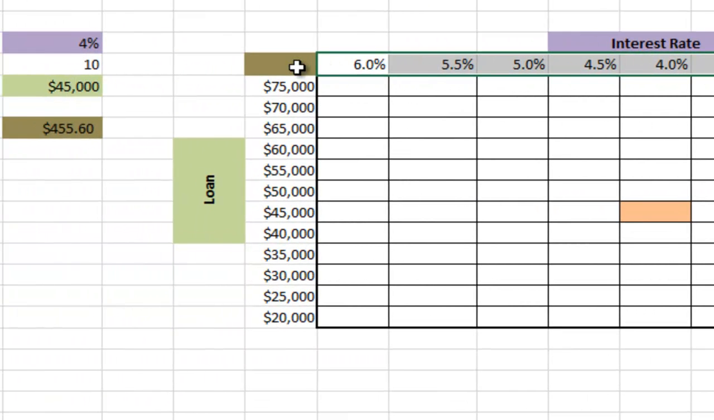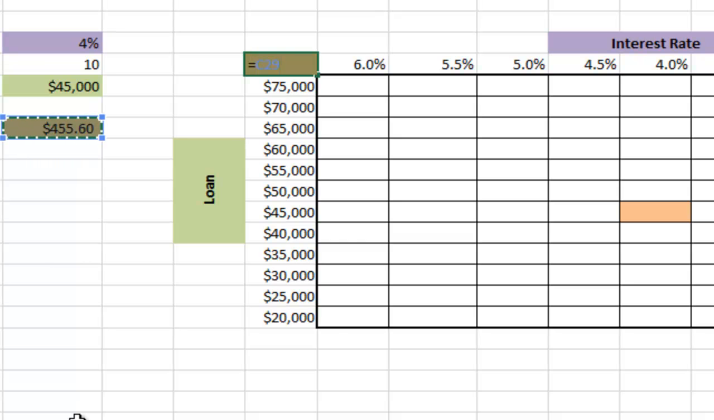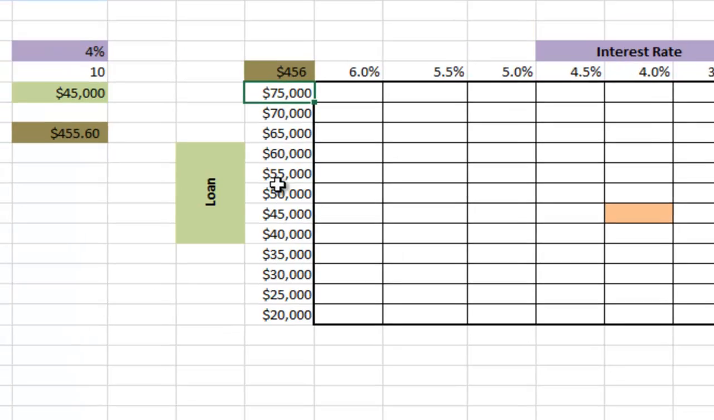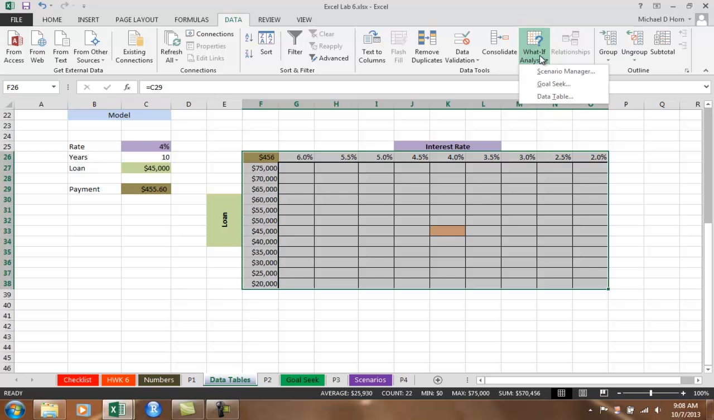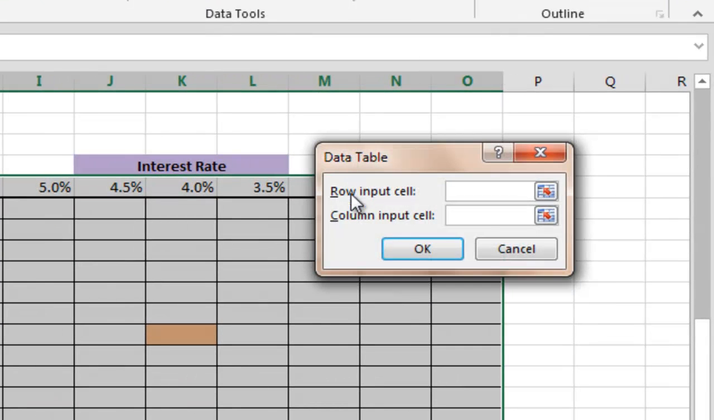Then in this upper left-hand cell, you need to point back to the cell that you're interested in tracking. Like that. And then you just highlight the whole thing again, starting with that, I don't know, brownish green cell I picked, and the row and column headers. Go back into what-if analysis and data table. Row input cell.